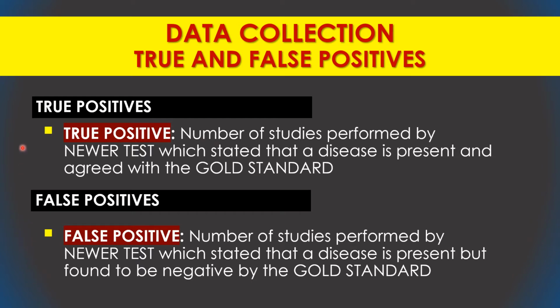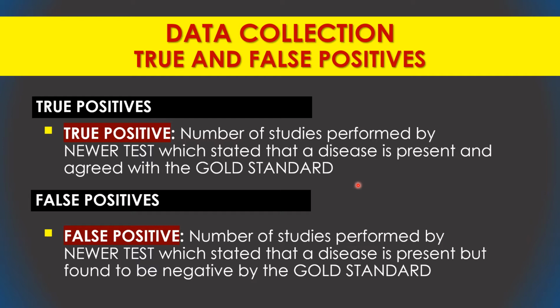So as we know now that we have something called the new test and a gold standard. Now we collect data from the new test, and we evaluate this data based on how accurate they are. For example, we have something called the true positive. A true positive means what? The new test says that there is a disease, and it is actually agreed by the gold standard. So the gold standard said yes, there is a disease, and the new test said a disease.